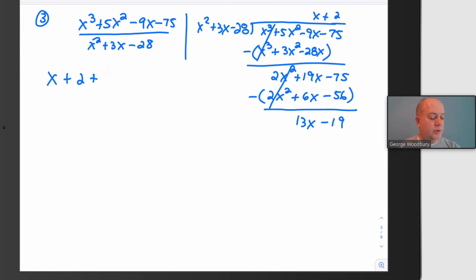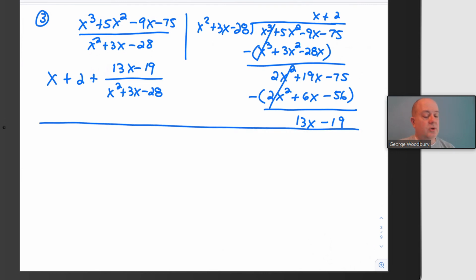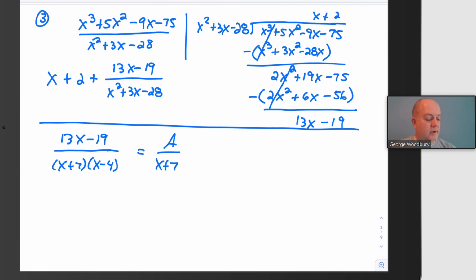plus the remainder, 13x minus 19, over the original divisor, which, by the way, does factor, but we'll do that on the next line: x squared plus 3x minus 28. So we need to work partial fraction decomposition for that remainder. 13x minus 19 over x plus 7 times x minus 4. That will be equal to A over x plus 7 plus B over x minus 4.